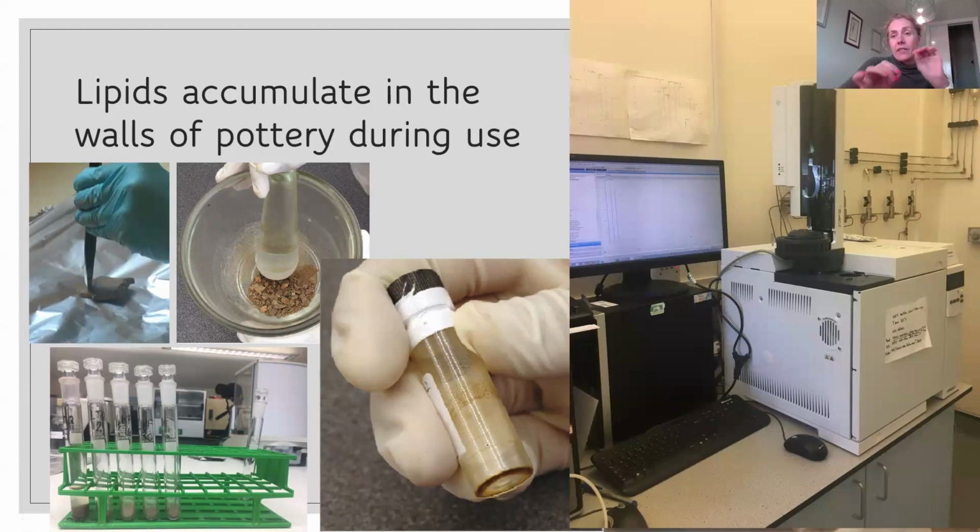But then to get the structural identity of each of these peaks, we combine GC with mass spectrometry, which helps you interpret those peak identities too, and that's what gives you your lipid fingerprint, your lipid biomarkers to make further interpretation.